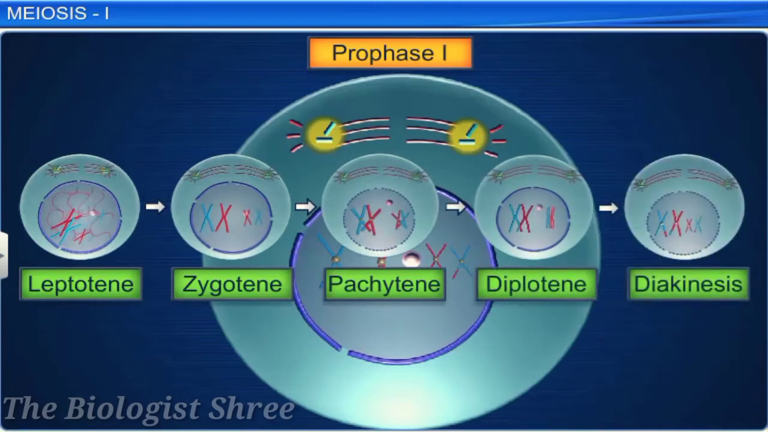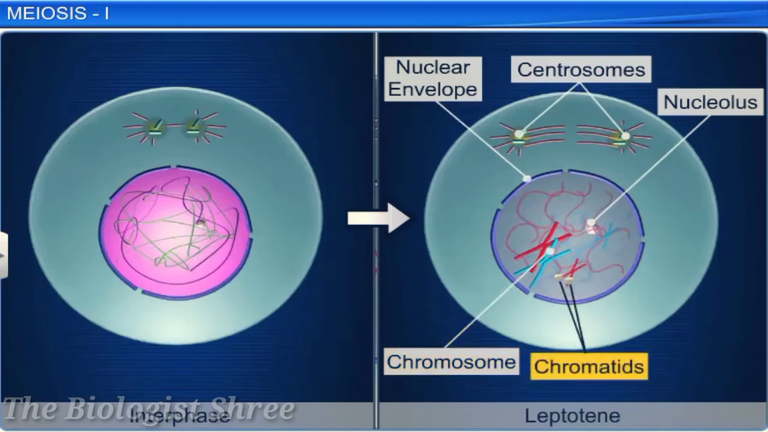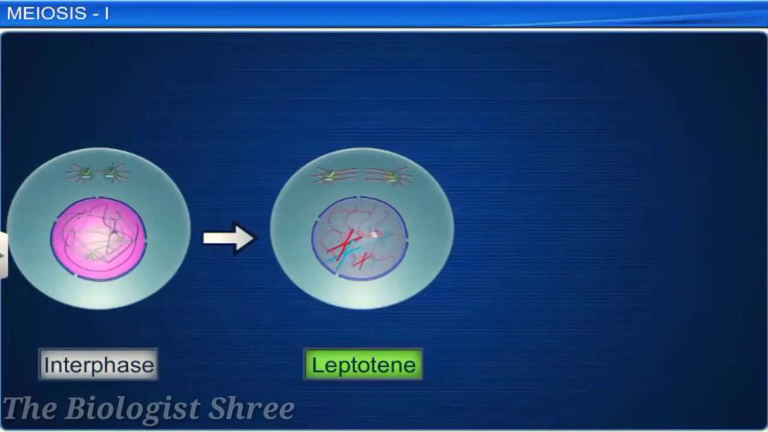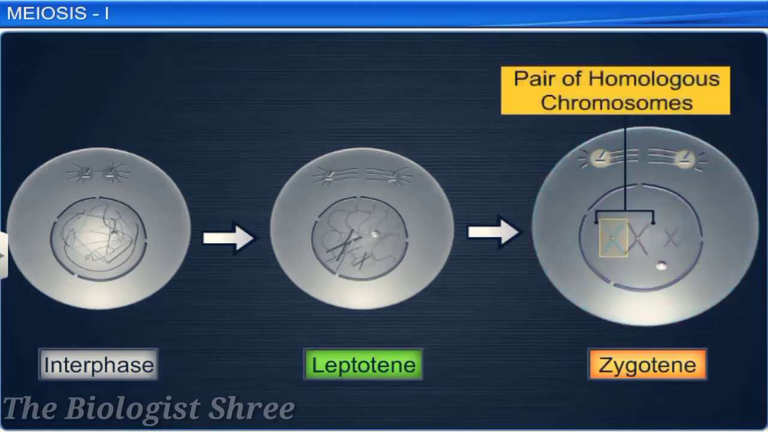All through the leptotene stage, compaction of chromosomes continues and they gradually become visible under a microscope. As the DNA has already duplicated, each chromosome consists of 2 chromatids. In the next stage, that is, the zygotene stage, homologous chromosomes, one from the paternal set and one from the maternal set, get attracted to each other and form pairs.